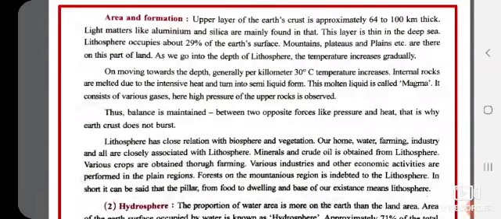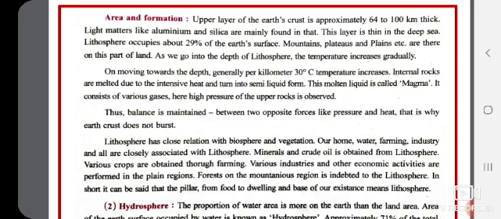Now, the area and formation of the lithosphere. How is it formed? The upper layer of the earth's crust is approximately 64 to 100 kilometers thick. Light matter like aluminium and silica is mainly found in it. This layer is thin in the deep sea. The lithosphere occupies about 29% of the Earth's surface.